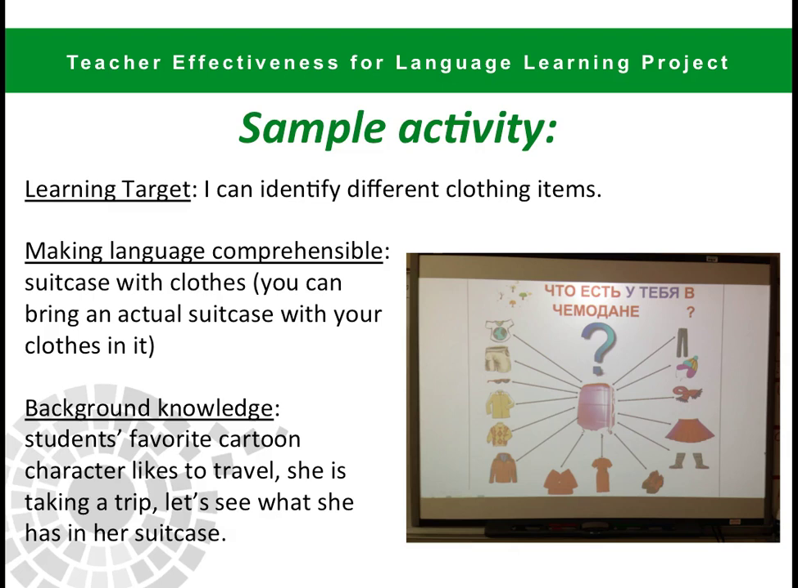The students' favorite cartoon character likes to travel, and she's taking a trip. Let's see what she has in her suitcase. That's one way you can present this activity to the students. This is an activity that I have used in elementary school, and my students absolutely enjoyed it because they truly believed that the luggage I had with me was the one from their favorite cartoon character.